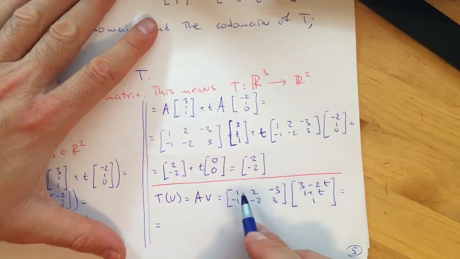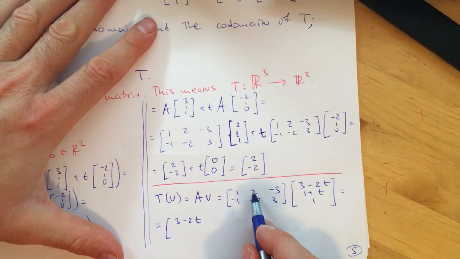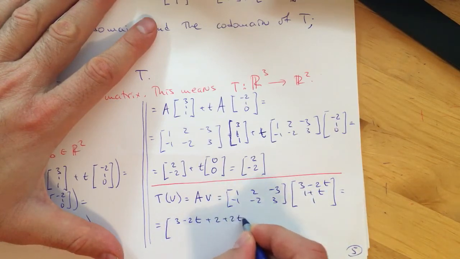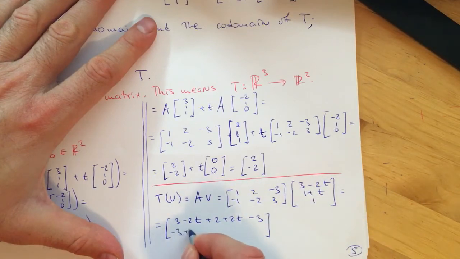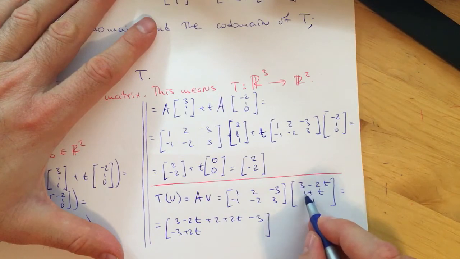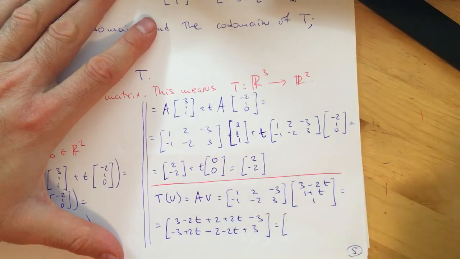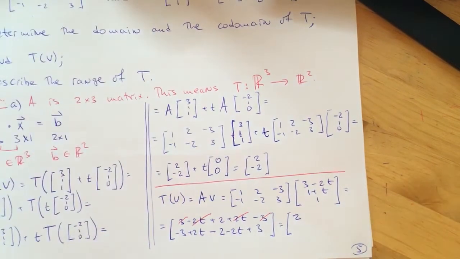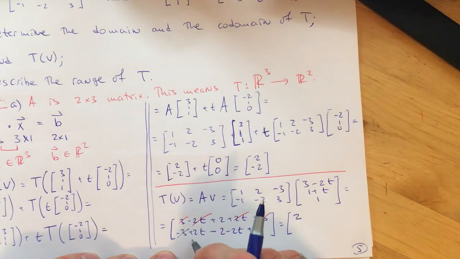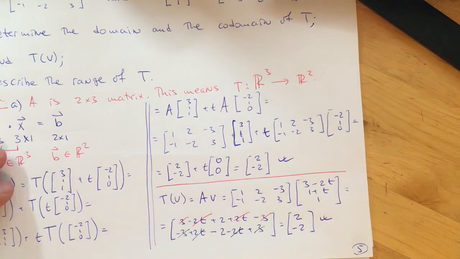And now what do we get? 1 times 3 minus 2t is 3 minus 2t, plus 2 times 1 plus t, that's plus 2 plus 2t, minus 3. And then -1 times 3 minus 2t is -3 plus 2t, -2 times 1 plus t is -2 minus 2t, and finally 3 times 1 is 3. So the -2t and 2t cancel, positive 3 and negative 3 cancel, so I get 2. And the same thing happens in the second row: t and -2t cancel, the constants cancel, so I get only -2. As you can see, these two answers are the same.